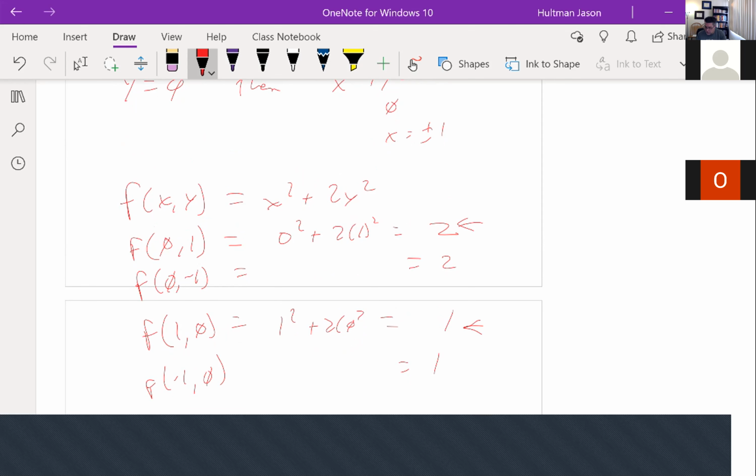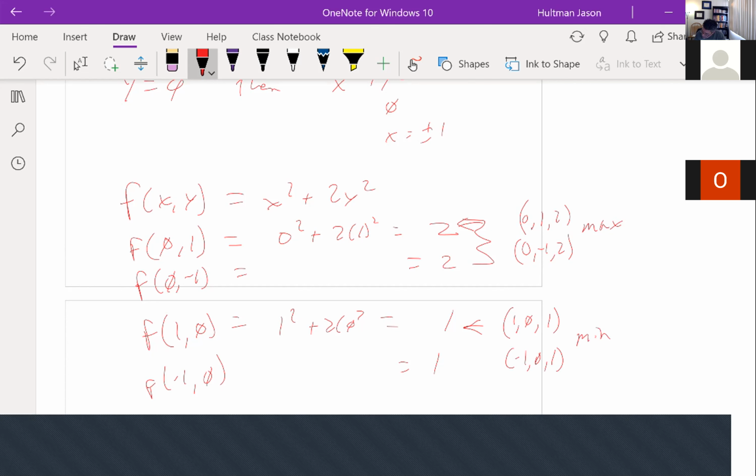Okay. Where do these occur? They occur at 0, 1 and 0, negative 1 for the 2's. Remember, x's are zeros. So at 0, 1, 2, and at point 0, negative 1, 2, I have my maxes. And at 1, 0, 1, and at negative 1, 0, 1, I have my mins.